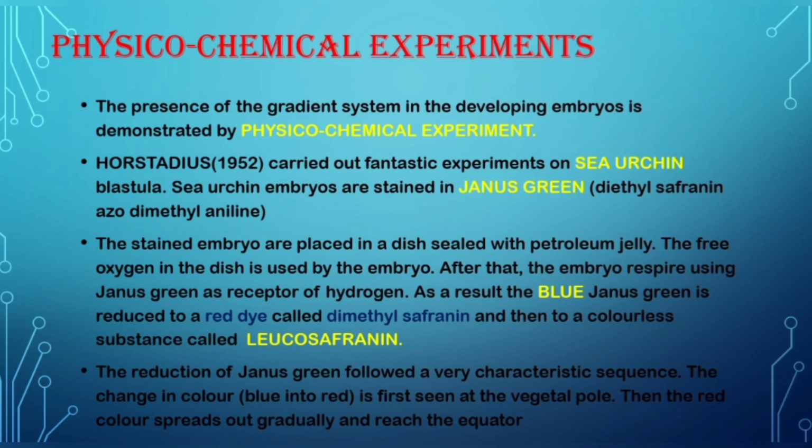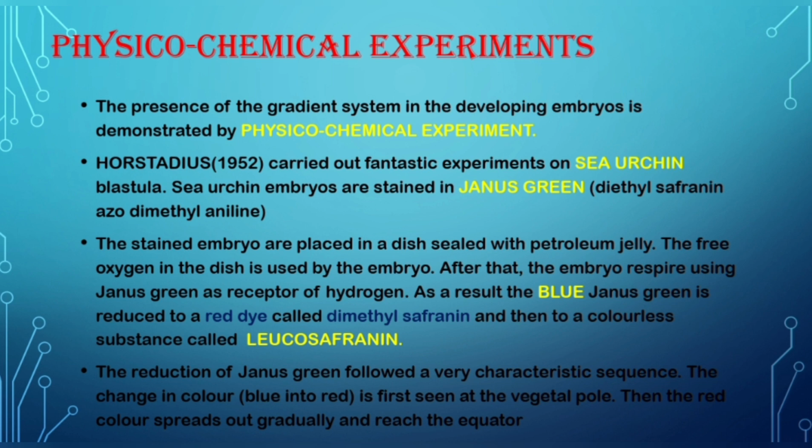Next, we are going to see about the physicochemical experiment. The presence of a gradient system in the developing embryo is determined by the physicochemical experiment. Hörstadius in 1952 carried out a fantastic experiment on sea urchin blastula.